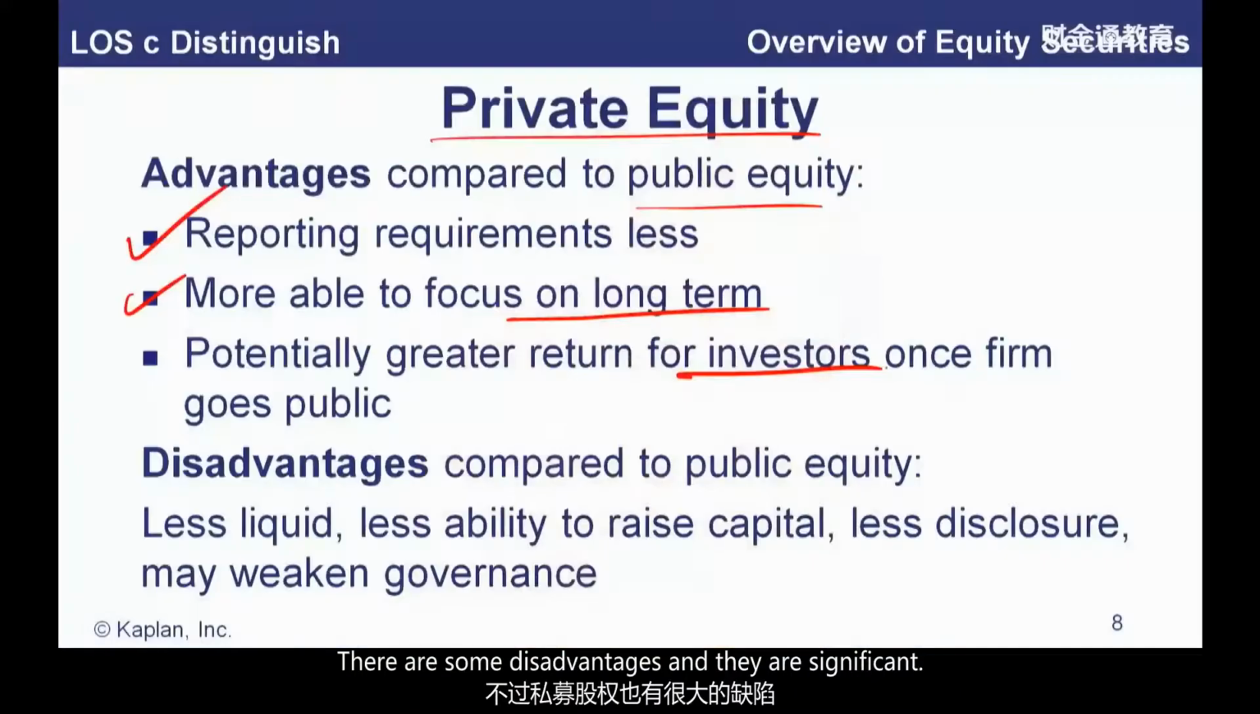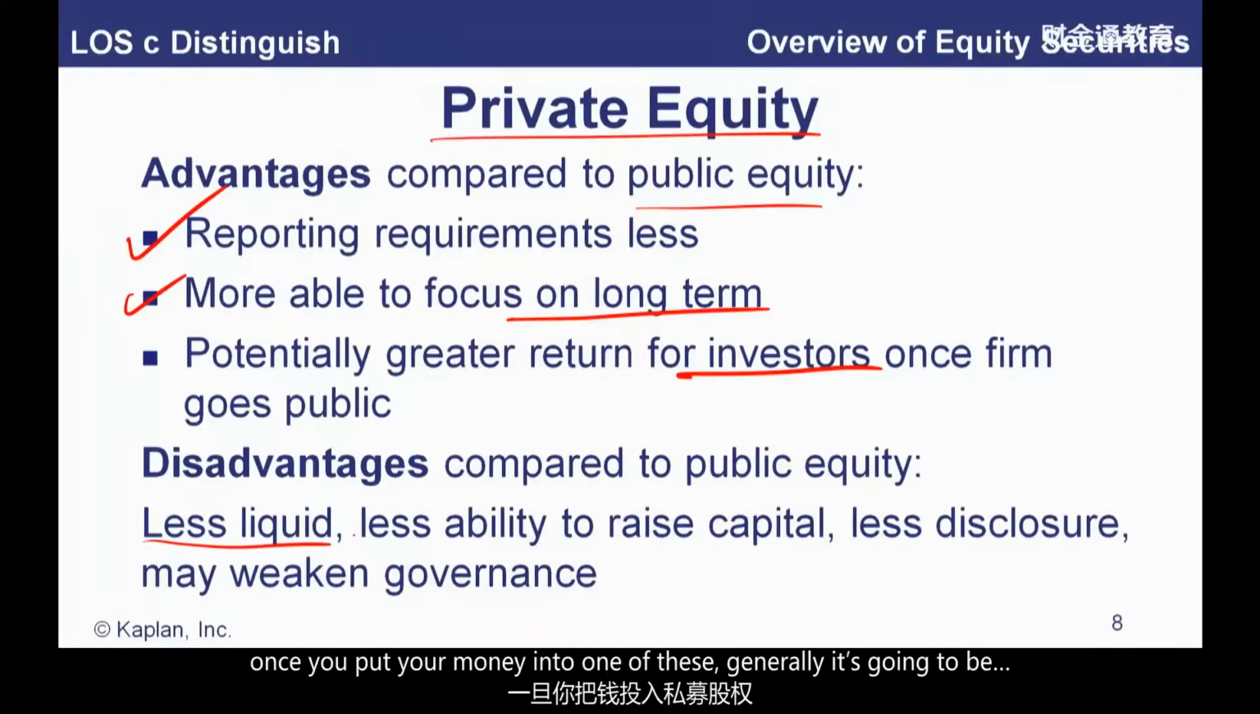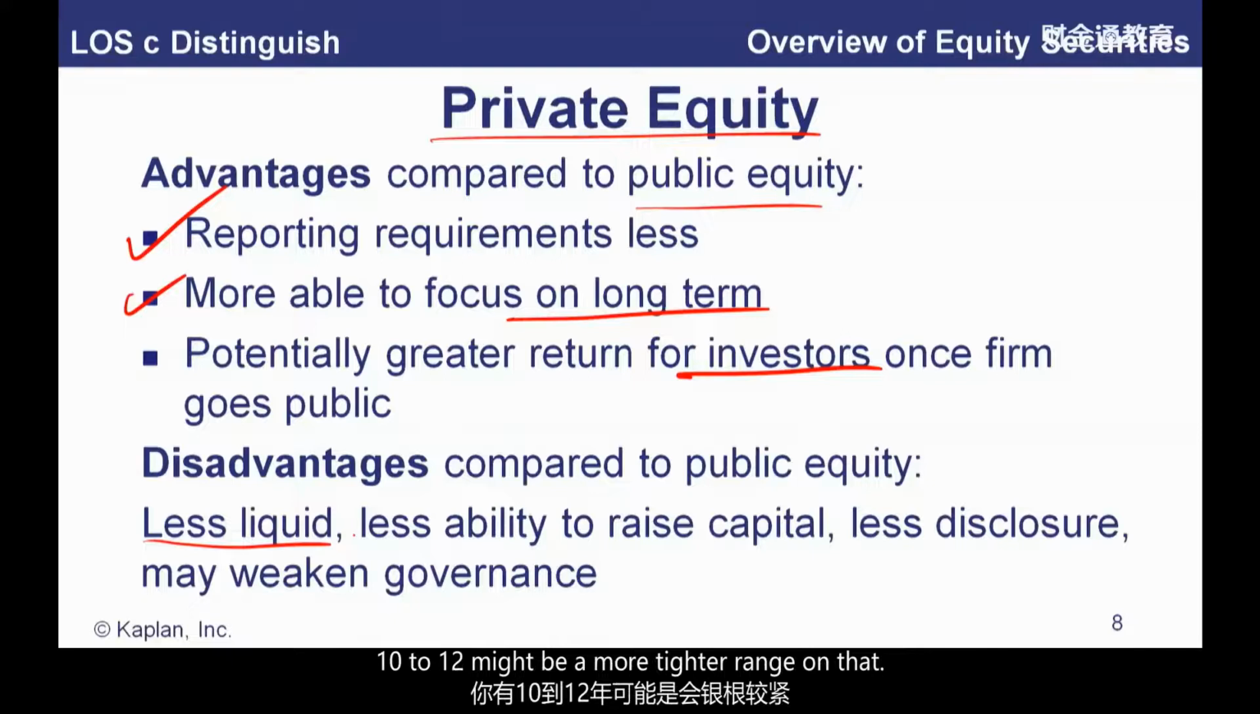There are some disadvantages, and they're significant. The very low liquidity. Once you put your money into one of these, the typical life would be 7 to 12 years. So it's going to be hard to get your money out before then. 10 to 12 might be a tighter range on that.